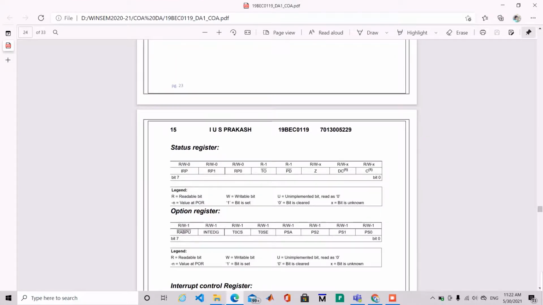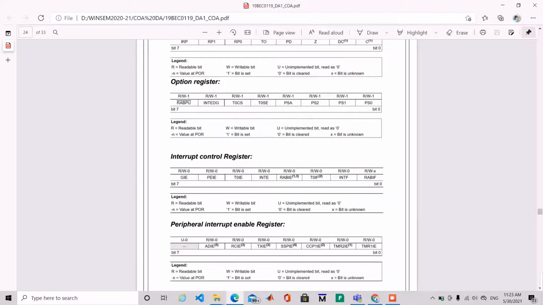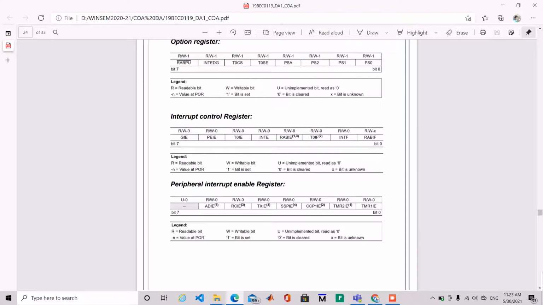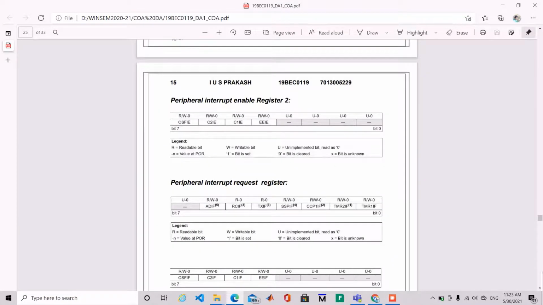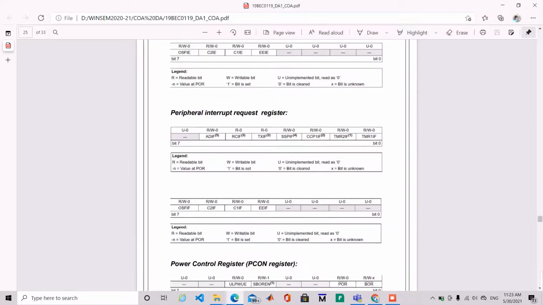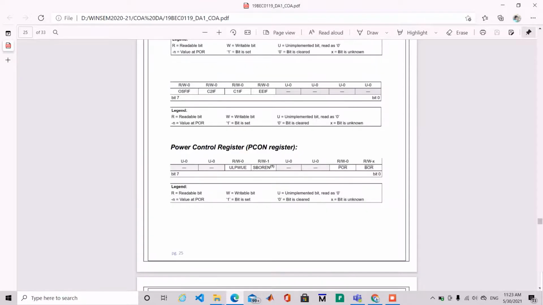And in the status register here we will see the readable bit, writable bit, unimplemented bit read as 0, and value at POR. 1 means bit is set, 0 means bit is clear, X means bit is unknown. And the interrupt control register, and then the peripheral interrupt enable register, the peripheral interrupt enable register 2, the peripheral interrupt request register, and a power control register. It is also called the PCON register.